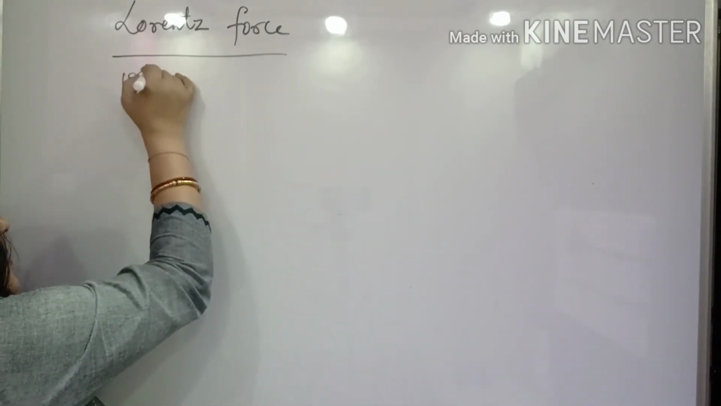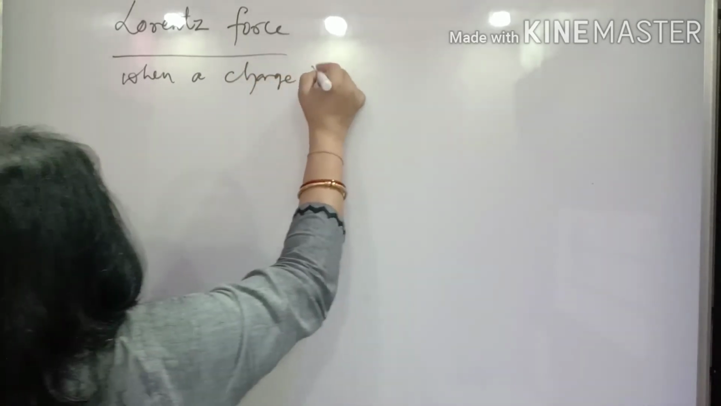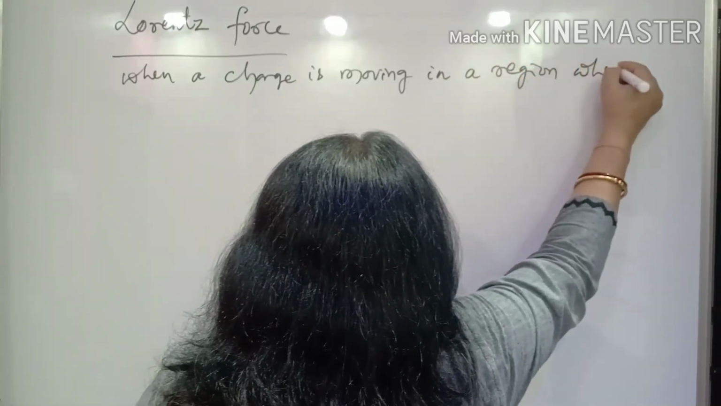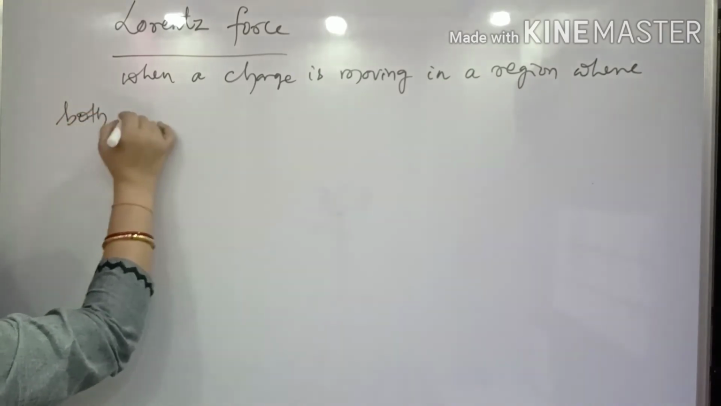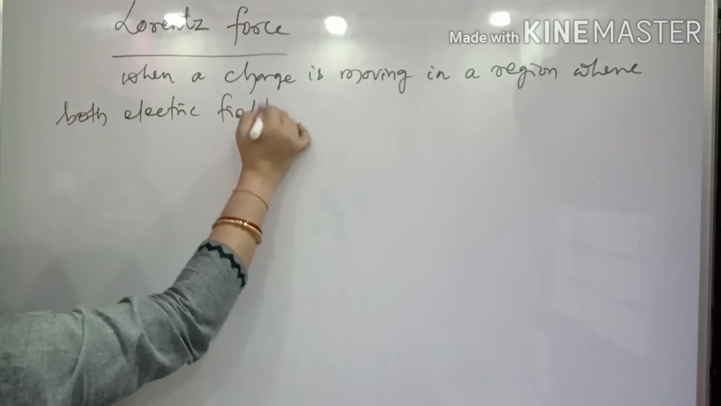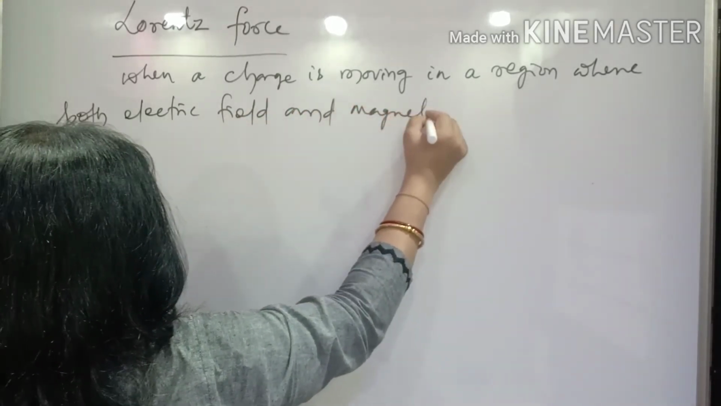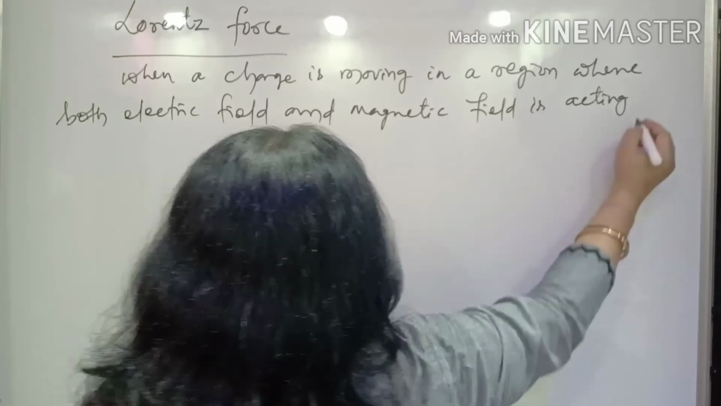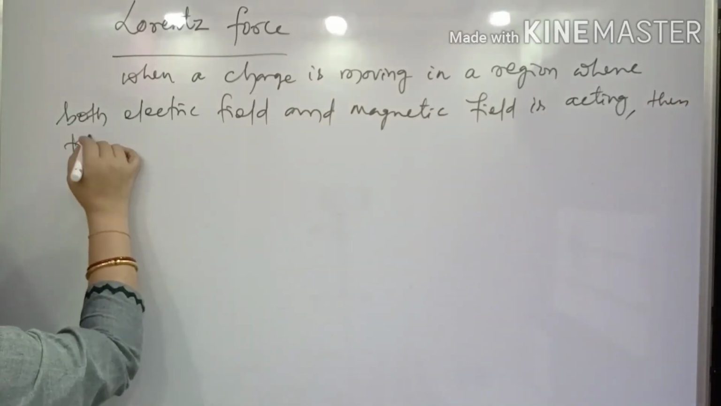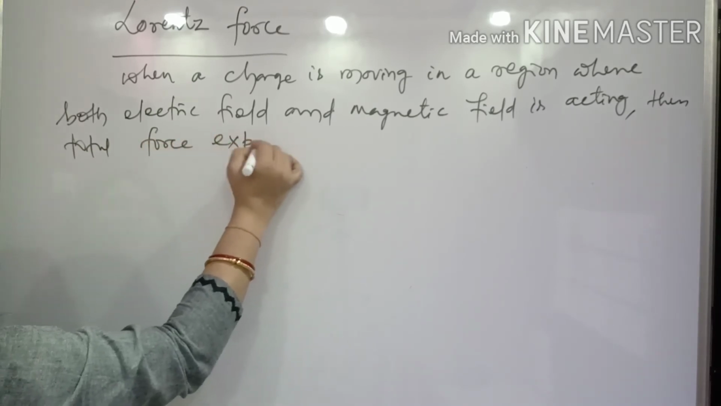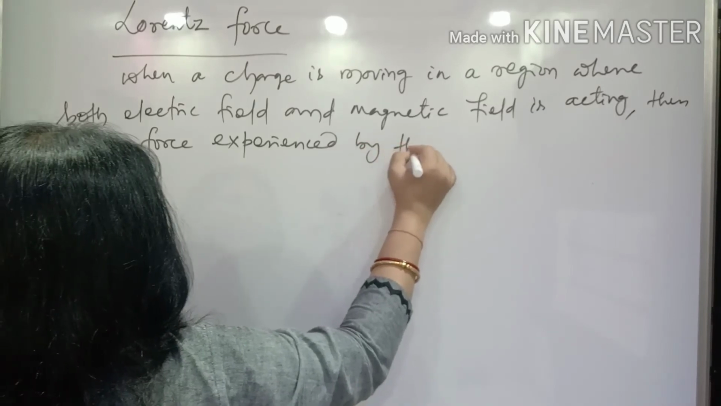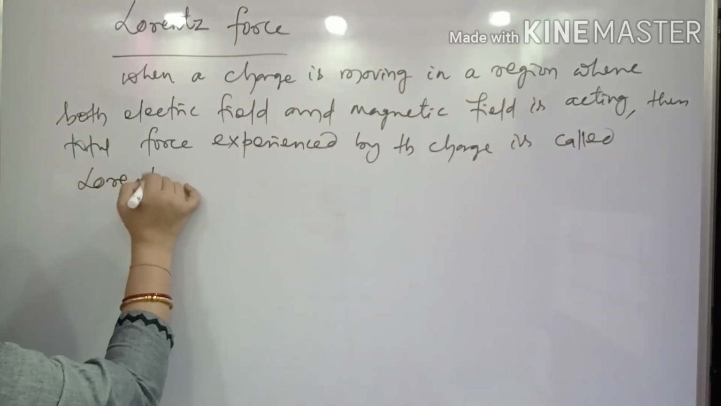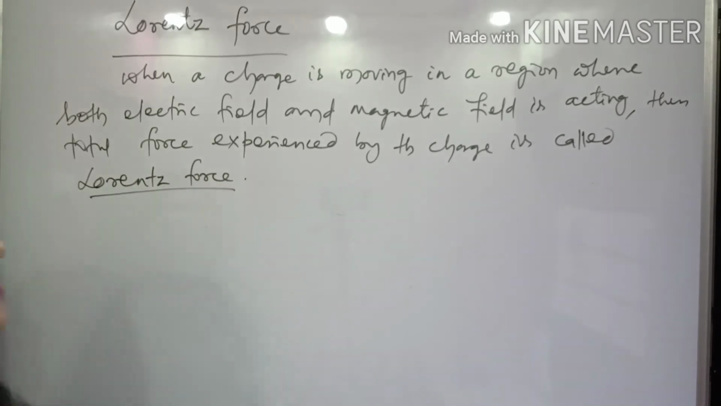So when a charge is moving in a region where both electric field and magnetic field are acting, the total force experienced by the charge is called Lorentz force. That is what we are discussing.